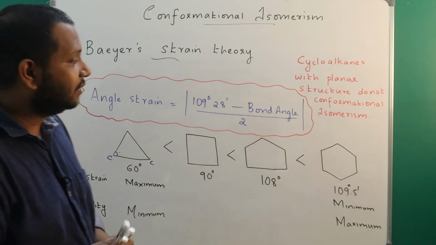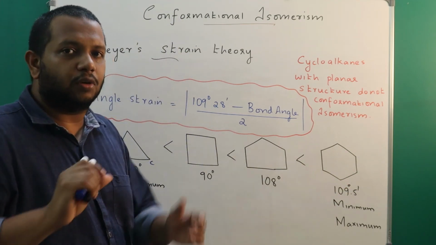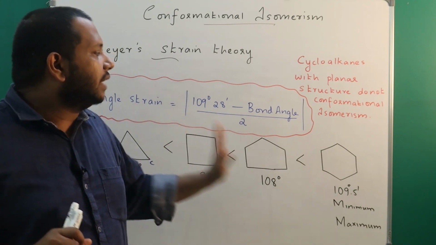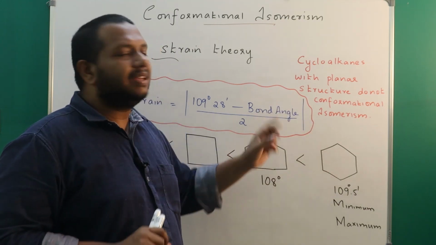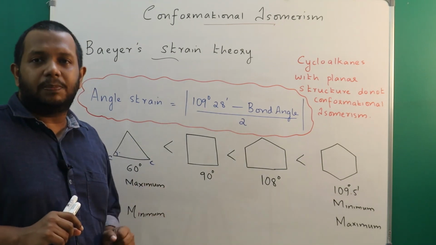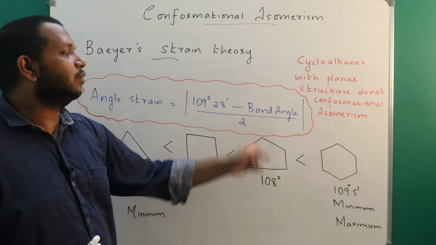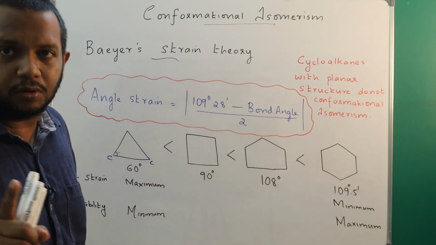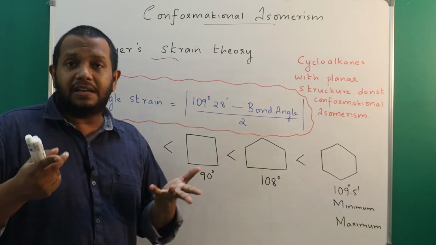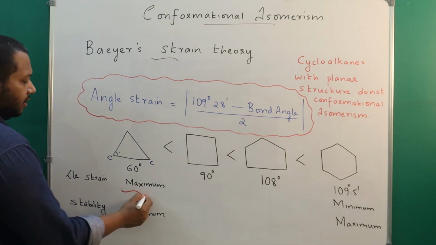Then the question here is, if the angle strain is very low for cyclohexane, whether it could exhibit conformational isomerism. Angle strain is less means one carbon can be rotated with respect to the other. That is the meaning. So the answer is that cyclohexane, which has very little angle strain, can exhibit conformational isomerism. There are special shapes for this cyclohexane, which I will discuss next. But before that, you should understand why cyclohexane exhibits conformational isomerism, and the other compounds like cyclopropane, cyclobutane or cyclopentane will not exhibit conformational isomerism. Clear?